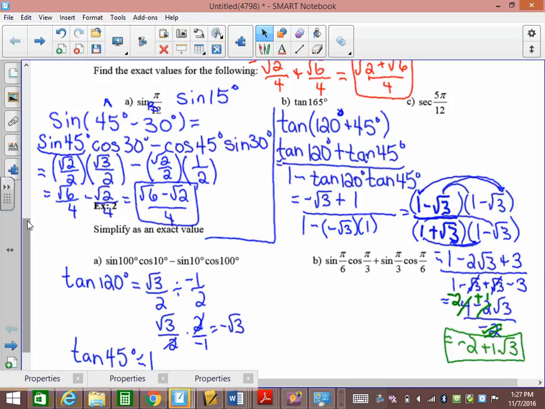Some people will tell me that's cos 12 over 5 pi. No. Secant 5 pi. Let's look up here and on your formula sheet. It says secant theta equals 1 over cos theta. So if this is secant 5 pi over 12, it's going to equal 1 over cos 5 pi over 12, correct? Use your formula sheet.